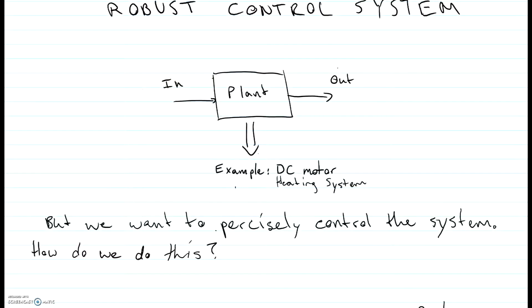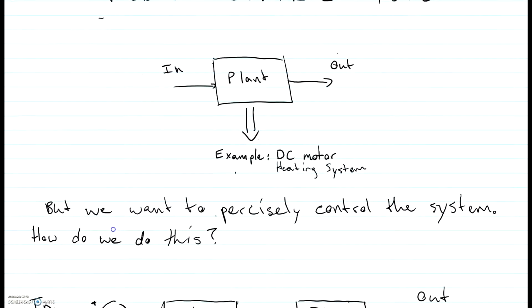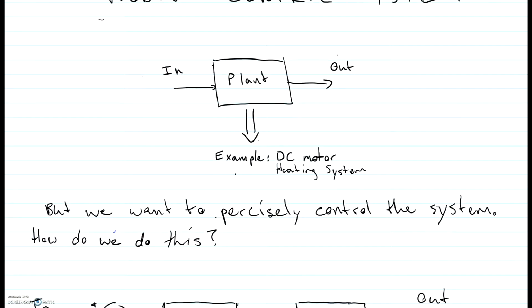Alright, so here's an intro to a robust control system. Generally in systems, an input is received, passed through this system, and the output is produced. An example of this would be a DC motor, where the input would be a voltage or a current, and the output is the angular speed of the rotor. Another example would be a heating system with a desired temperature and an actual current temperature. In both of these systems, we wish to control the output precisely.